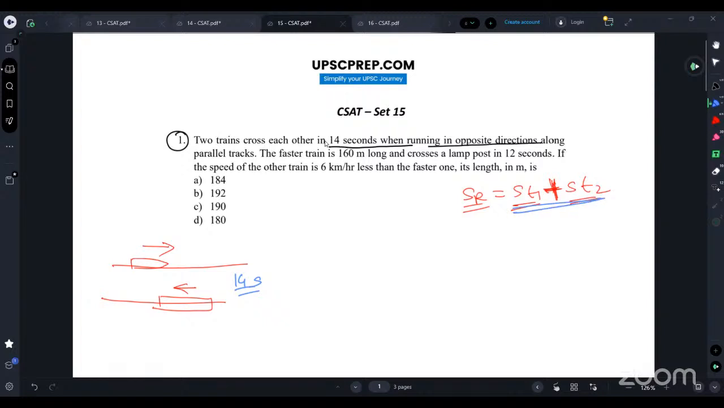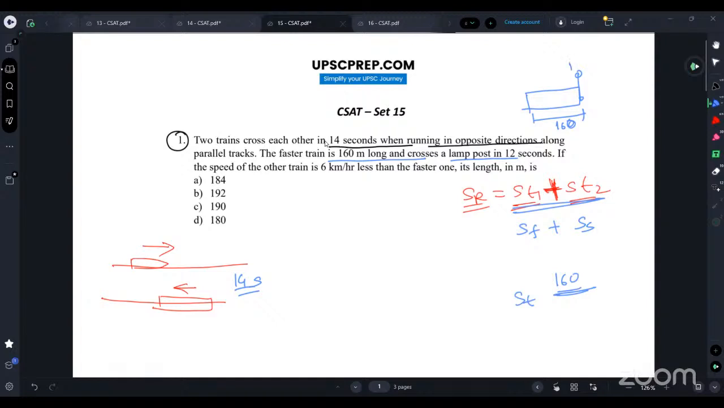Okay. Now, the faster train is 160 meters long and crosses a lamp post in 12 seconds. Let's say we have these two trains, fast train plus slow train. The fast train is 160 meters long and it is able to cross a lamp post. So let's say this is the lamp post, and the train is crossing it. How much distance has that train traveled to cross this lamp? It will be basically the length of this train, right? So what will be the speed of this train?